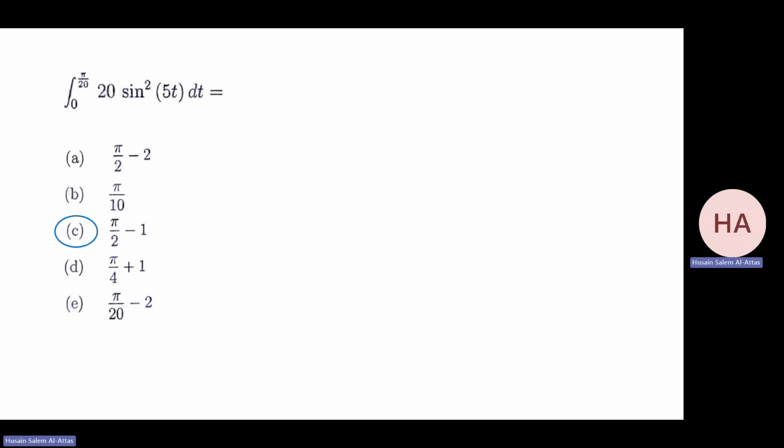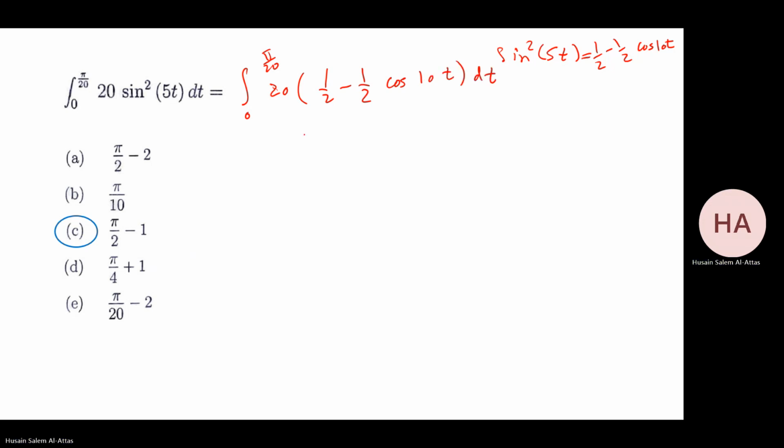20 sine square. We agreed if you have sine square, I need to change it into double angle. So sine square 5t will be half minus half cosine double angle, which is 10t. Okay, so I just need to change that, pi over 20. Okay, and now I have pi over 20. That will be what? 20 times half minus half cosine 10t dt.